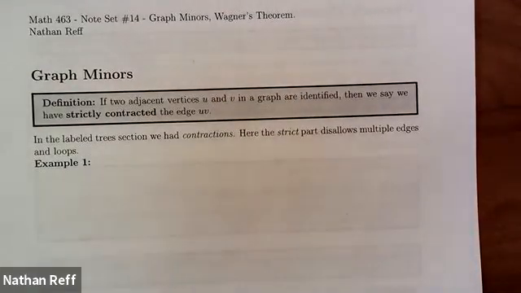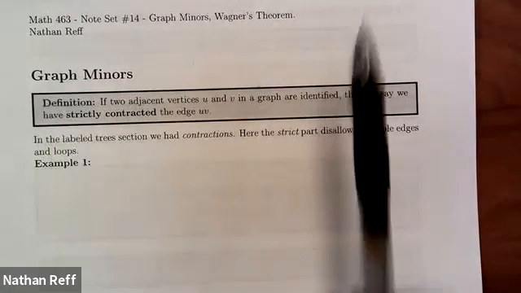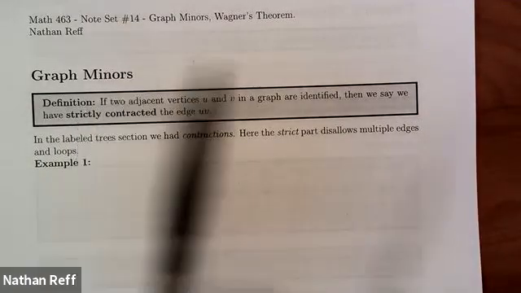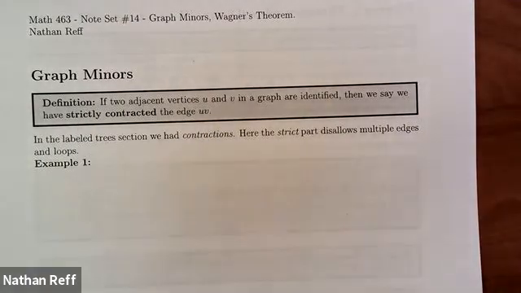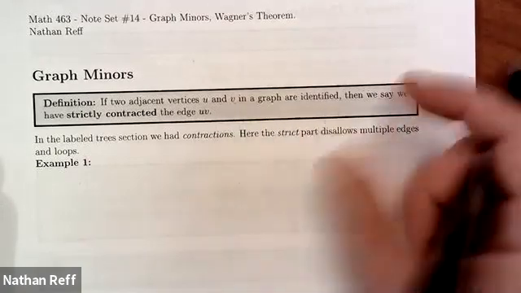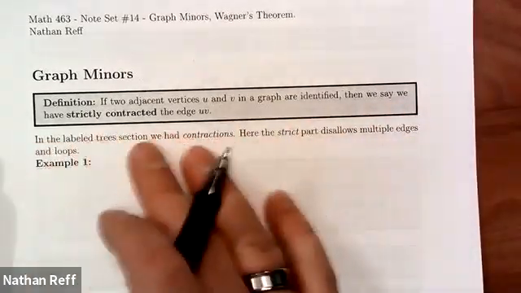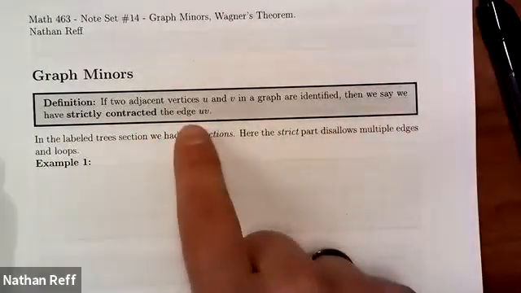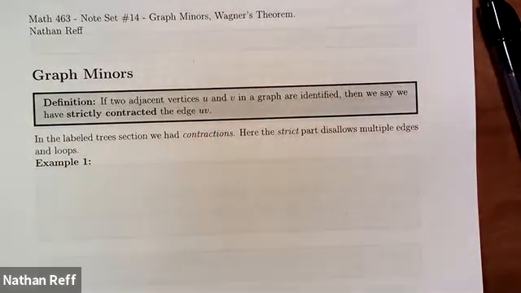Okay, so graph minors, that's what we're going to talk about now. We have already talked about contracting an edge, but the version that I told you was actually a little bit more general. Do you remember when we were contracting an edge when we were talking about labeled trees and labeled spanning trees and things like that? If two adjacent vertices U and V in the graph are identified together, then we say that we have contracted the edge UV.